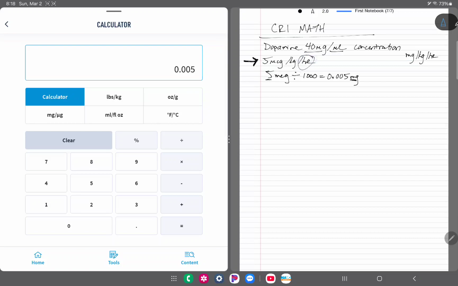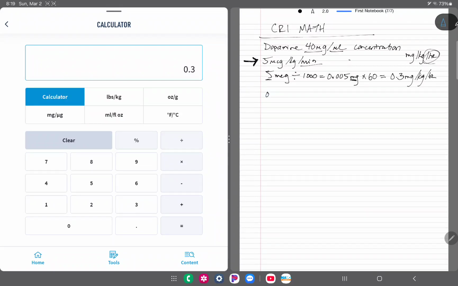And then hours, how do you get to hour? This should say mg per kg per minute. That is usually what it says. But I have to convert my minutes into hours, and we know how to do that. Minutes is always a conversion factor of 60, 60 minutes in an hour. So that is going to get you 0.005 times 60 is 0.3 mg per kg per hour. So now we've made it mg per kg per hour.